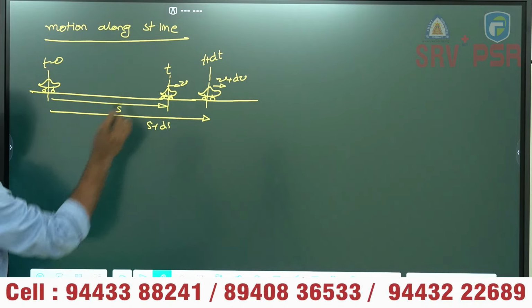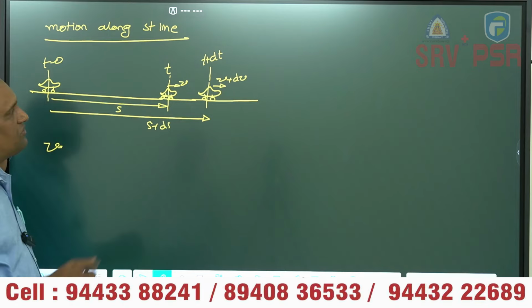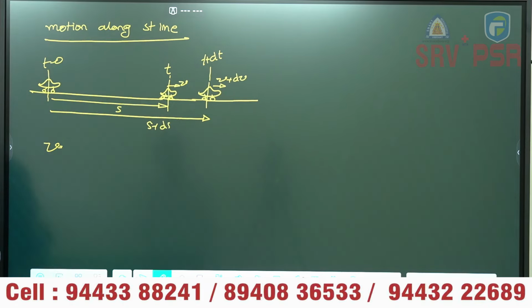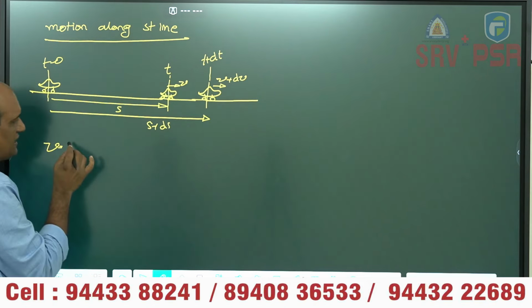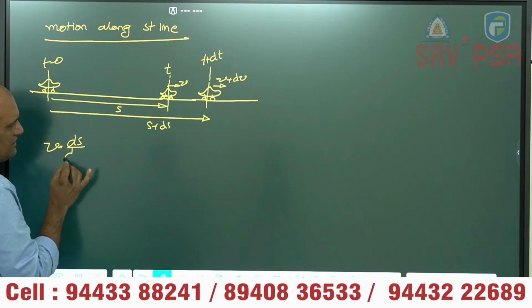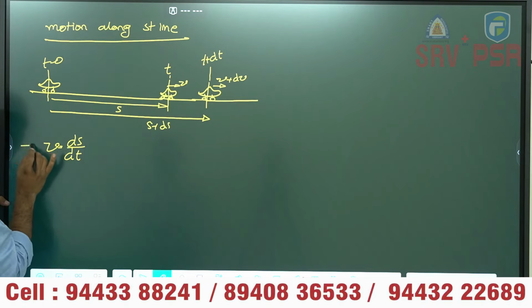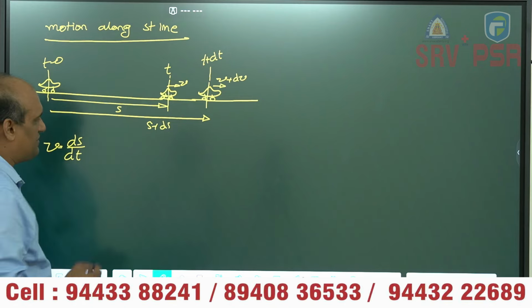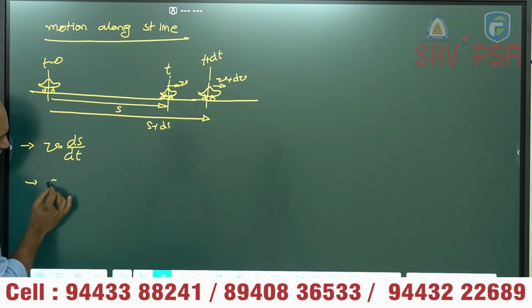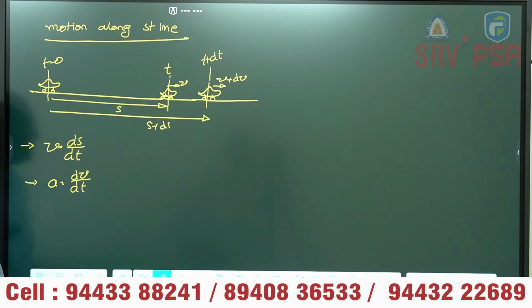Now you see the definition of velocity: instantaneous velocity v equal to distance by time. So it has covered the displacement ds in the time dt. So ds is the displacement in the small interval of time dt. So I can say v equal to ds by dt. And the increase in velocity is dv in the time of dt. So we can define the acceleration a equal to increase in velocity by time, dv by dt.